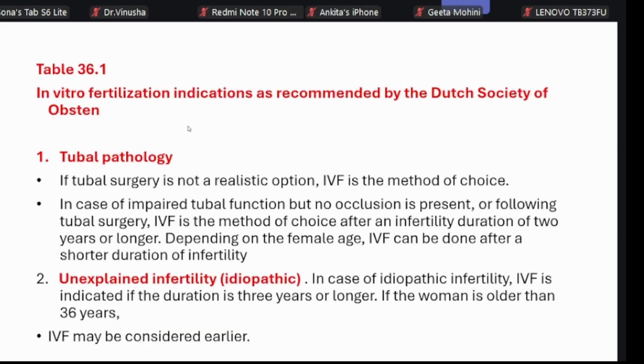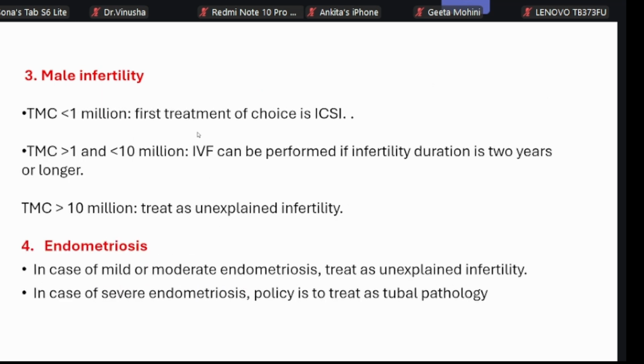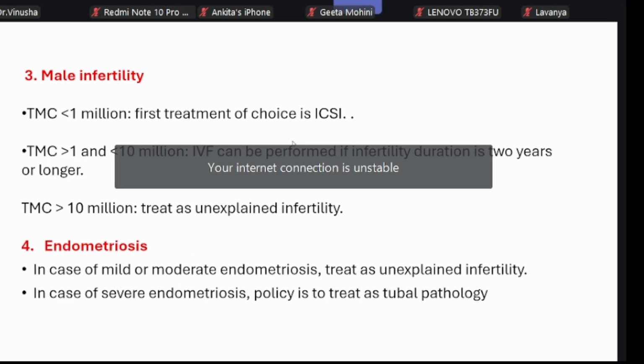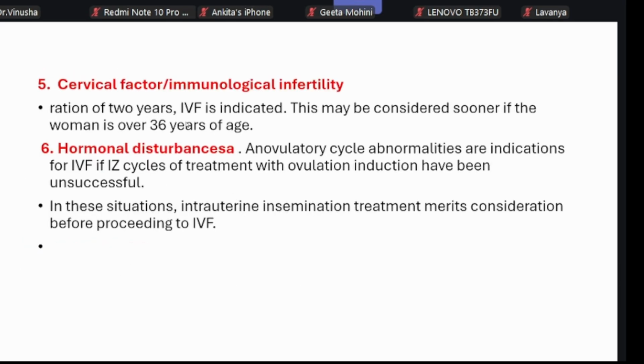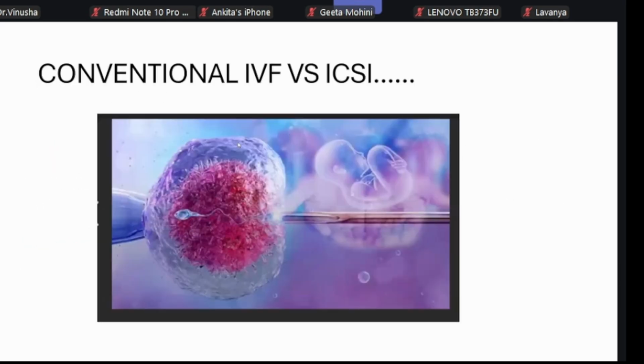So you all must be aware of the indications of IVF. Whenever there is any tubal factor, complete tubal ligation or any bilateral severe salpingitis, then we can go for IVF. And also prolonged duration of infertility with other factors, we can do IVF. And in case of severe male factor with less than 1 million count, the first treatment of choice is IVF with ICSI. And in cases of severe endometriosis also, we advise IVF.